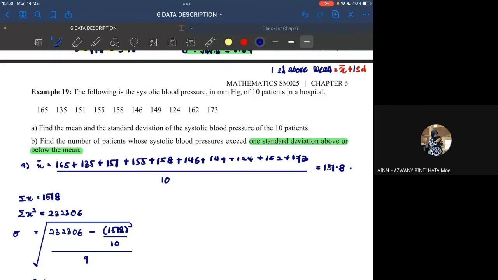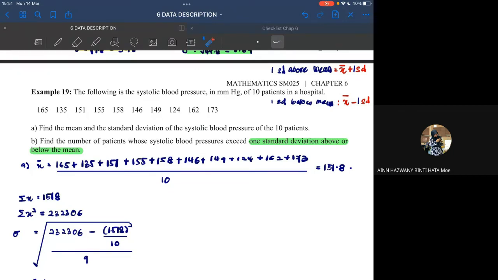So kalau dia kata 1 standard deviation below mean, so we take our mean minus by standard deviation. Contoh kalau dia kata 2 standard deviation above mean, so kita ambil mean kita plus 2 times standard deviation. Kalau dia kata 2 standard deviation below mean, kita ambil mean minus by 2 times standard deviation. But now the question said 1 standard deviation above or below the mean.